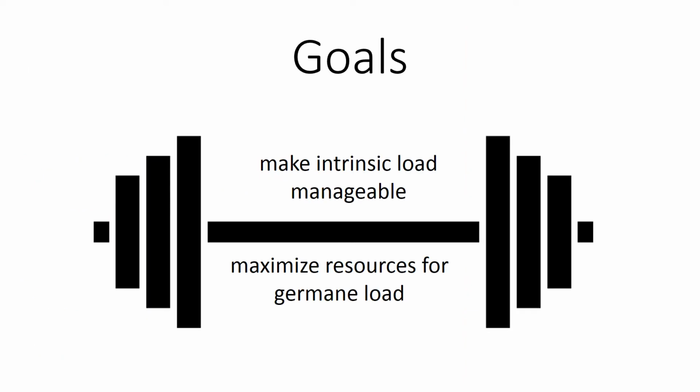I used a picture of weights in the last slide because each of the types of cognitive load adds up, and kind of like with weightlifting and strength training, our cognitive capacity at any point in time is limited. Given that, we need to do what we can to make the intrinsic load manageable and maximize the mental resources we have available for germane load.